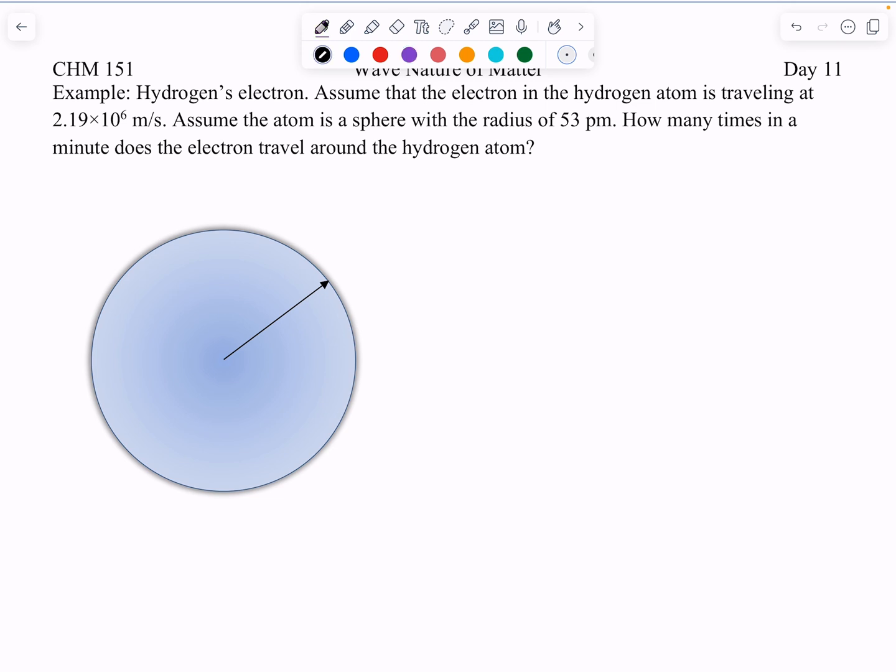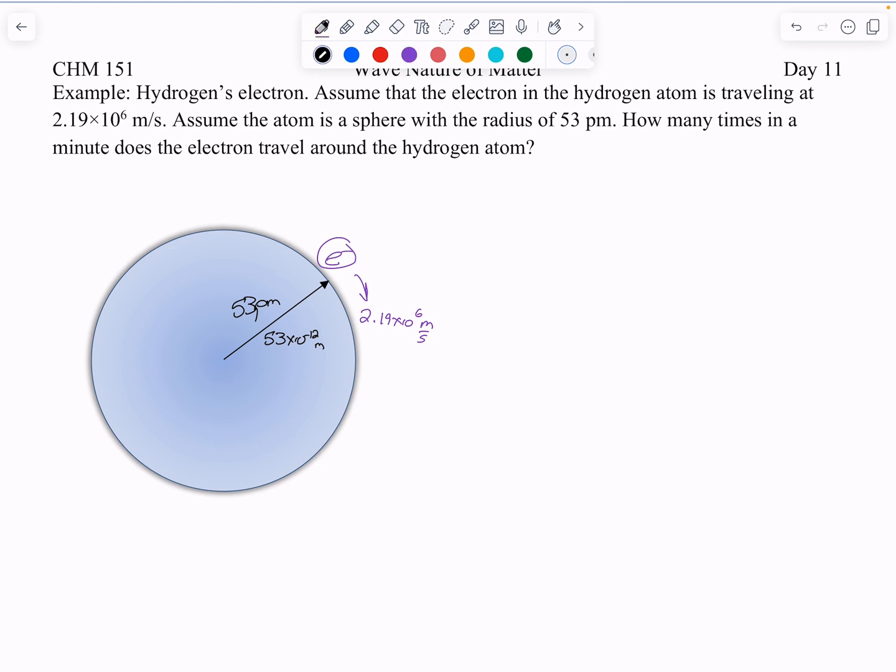All right, so we have 53 picometers here, which is the same thing as 53 times 10 to the negative 12 meters. And you have an electron here, and we're going to assume it's traveling in a circle at 2.19 times 10 to the 6 meters per second. All right, how many times a minute does this happen?